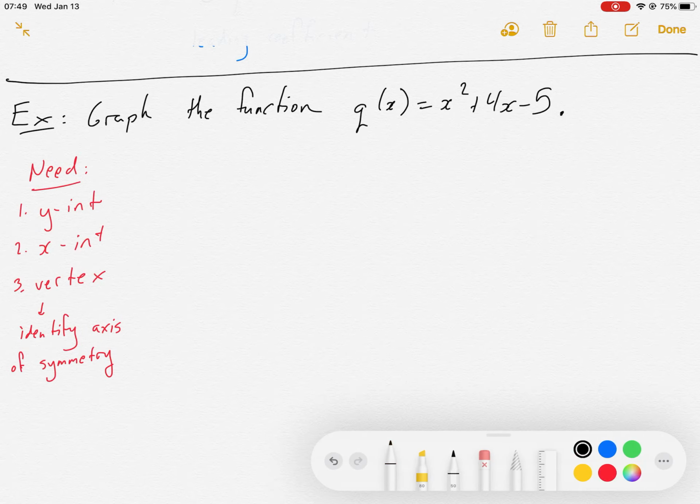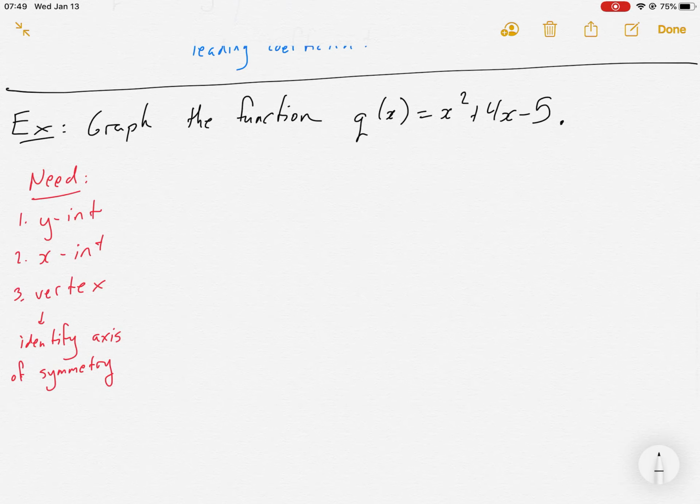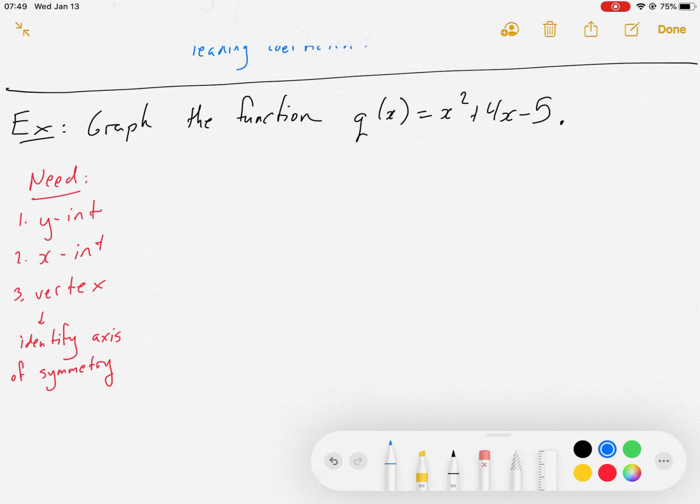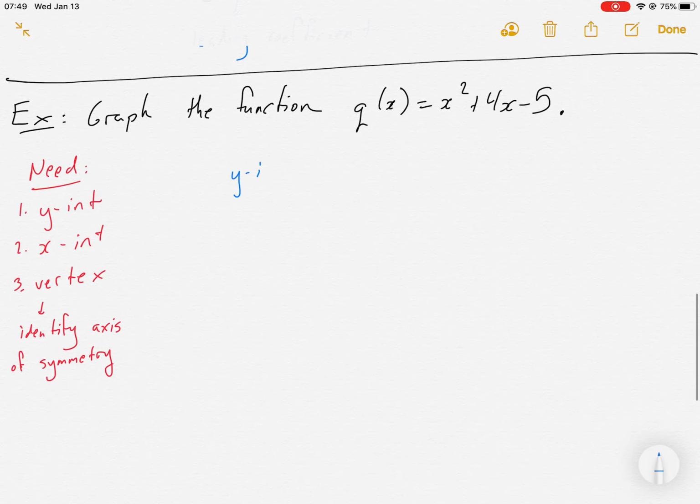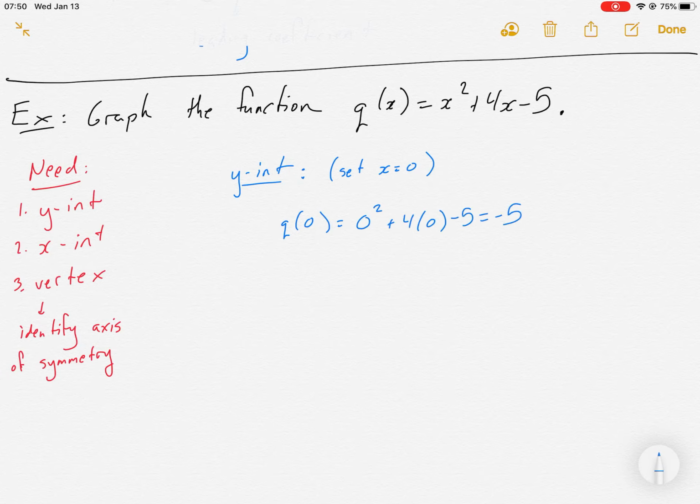All right. So let's go ahead and work these out. First of all, let's do the y-intercept. For the y-intercept, for every single function you ever come across, you set x equal to 0. If you don't have that written down somewhere, I would recommend doing so. And then you solve for y. So let's go ahead and set x equal to 0. We end up with -5. And so that means that my y-intercept is 0, -5. Okay, we're going to use that.